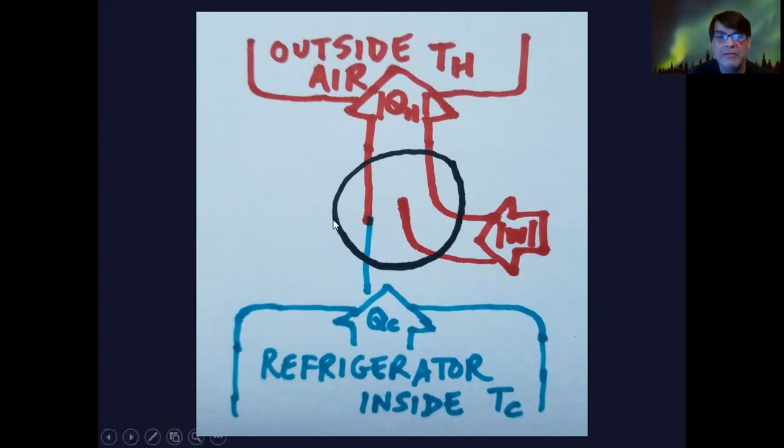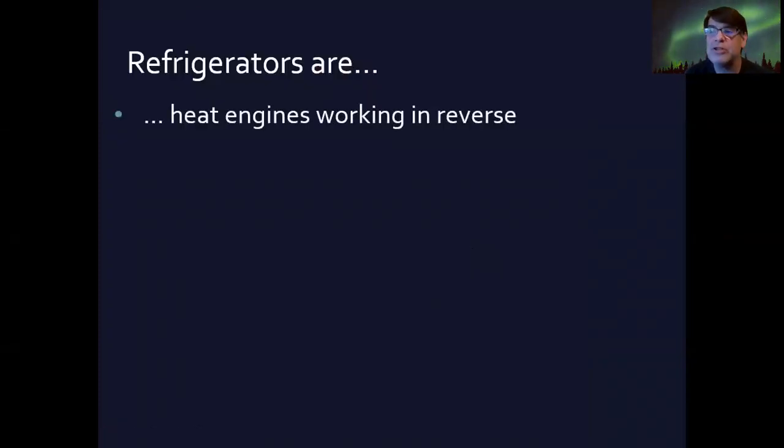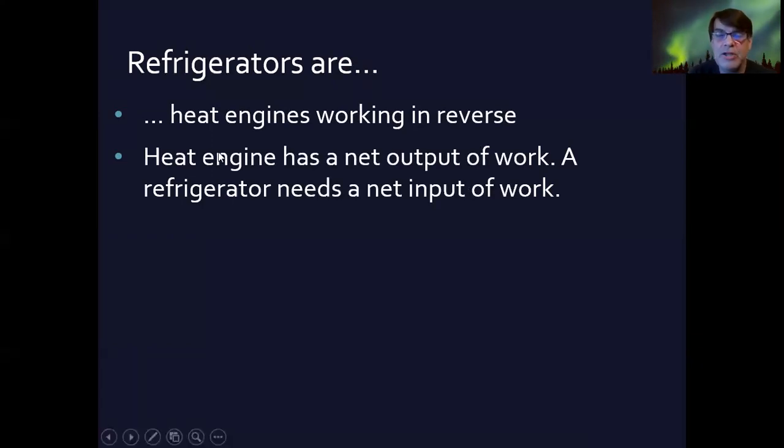So this is kind of the heat diagram in reverse. Refrigerators are heat engines working in reverse. Where have I heard that before? The heat engine that we've already done a video on has a net output of work. It gives off work. It drives automobiles. But a refrigerator won't work unless we put work into it. It's like going uphill, getting the heat that's in the refrigerator out of the refrigerator. That's going to take work.